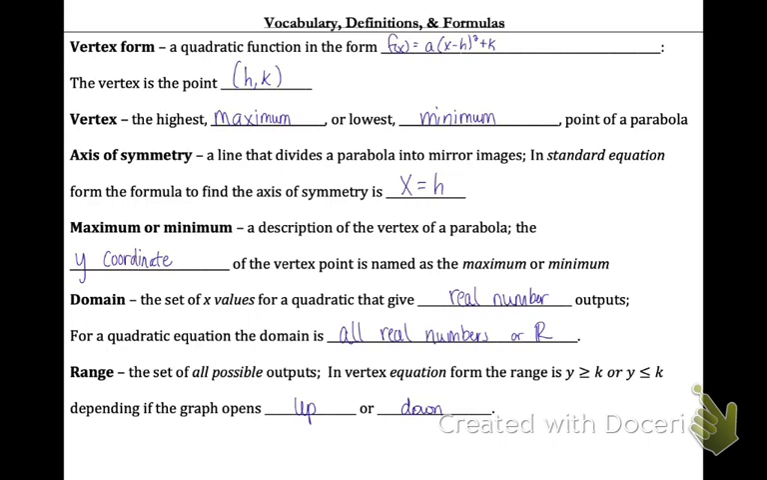Our domain is the set of x values for a quadratic that give real number outputs. For a quadratic equation, the domain is always all real numbers. You can write that out, or you can use the double-bar R. Your range is the set of all possible outputs. In vertex equation form, the range is either going to be y is greater than or equal to your k value, or y is less than or equal to your k value, depending on if the graph opens up or down.